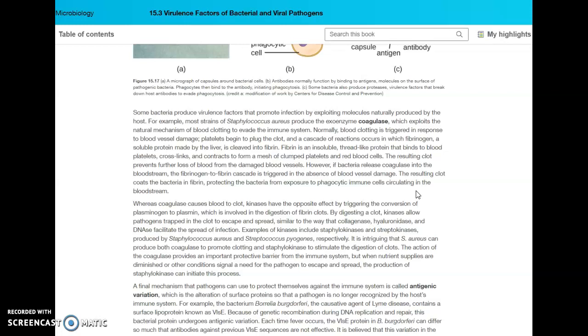In the circumstance here with Staphylococcus aureus, the bacteria essentially triggers the formation of a blood clot, which encapsulates the bacteria in fibrin and essentially allows it to hide from the immune system. So they can basically outsmart, or outwit, our body's own mechanisms.